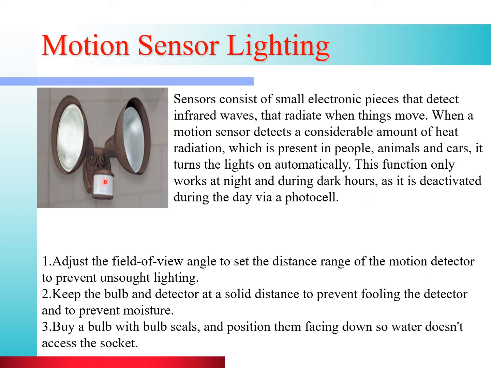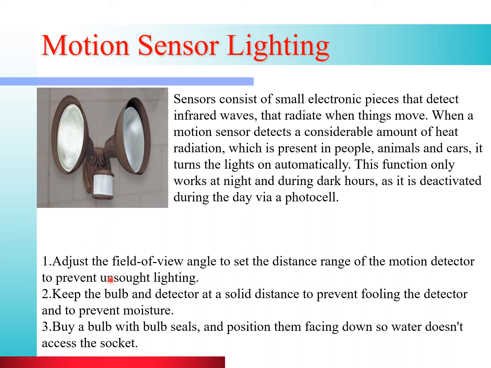It will turn them on automatically. This function only works at night and during the dark hours, and it is deactivated during the day via a photocell. During the day the photocell will activate, so this motion sensor lighting will not be working; it will only work during the night or the dark hours. Then we will see how to install this motion sensor lighting.